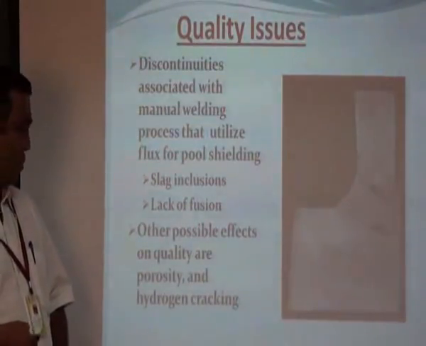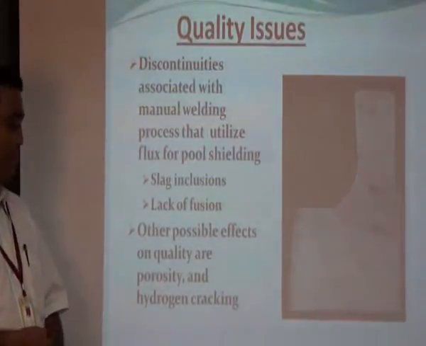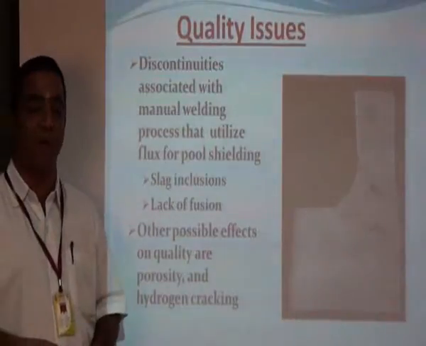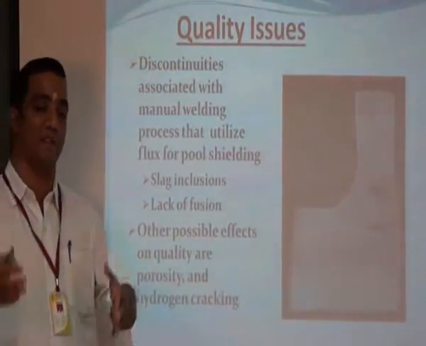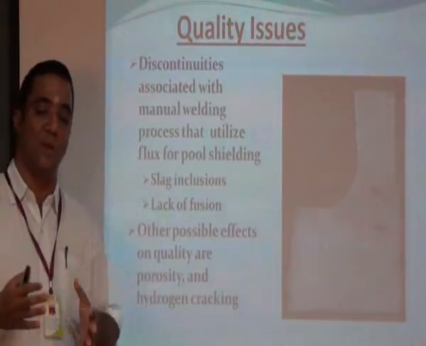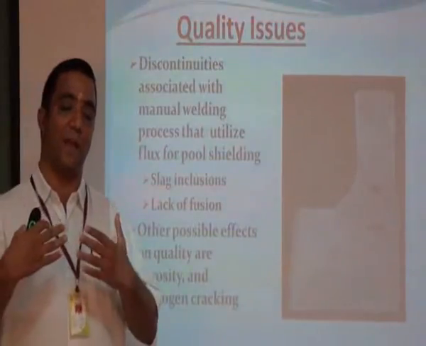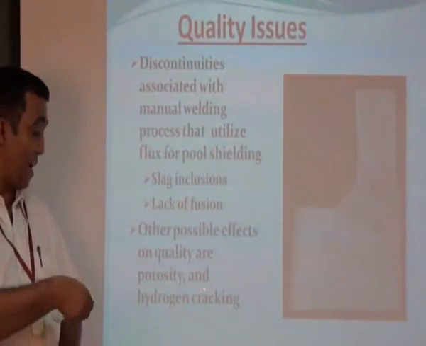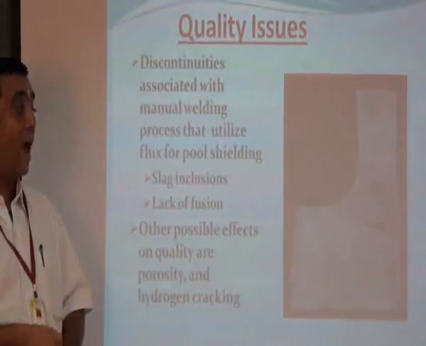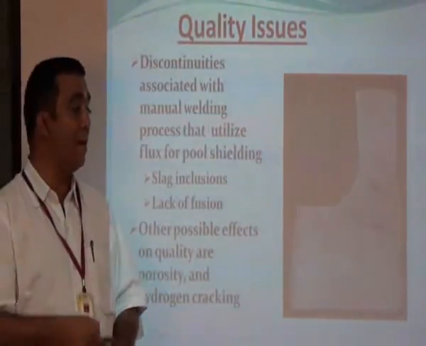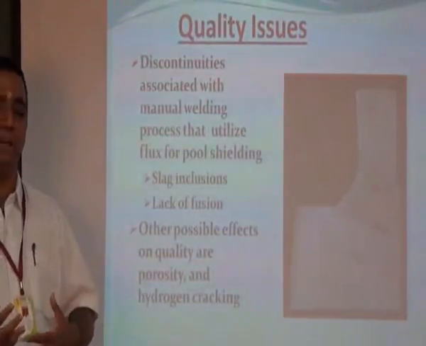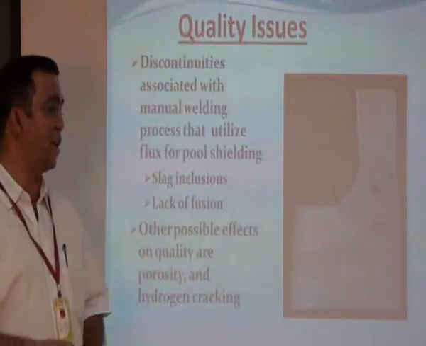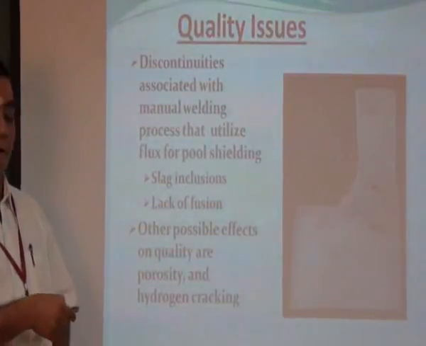Other possible effects on quality are porosity, that is, holes will be formed, and hydrogen cracking, because the flux is usually made up of silicates, and some parts of calcium are also there, and it will absorb moisture, and this hydrogen gets entrapped in it, and then it bursts, and then the discontinuities and cracks are found.